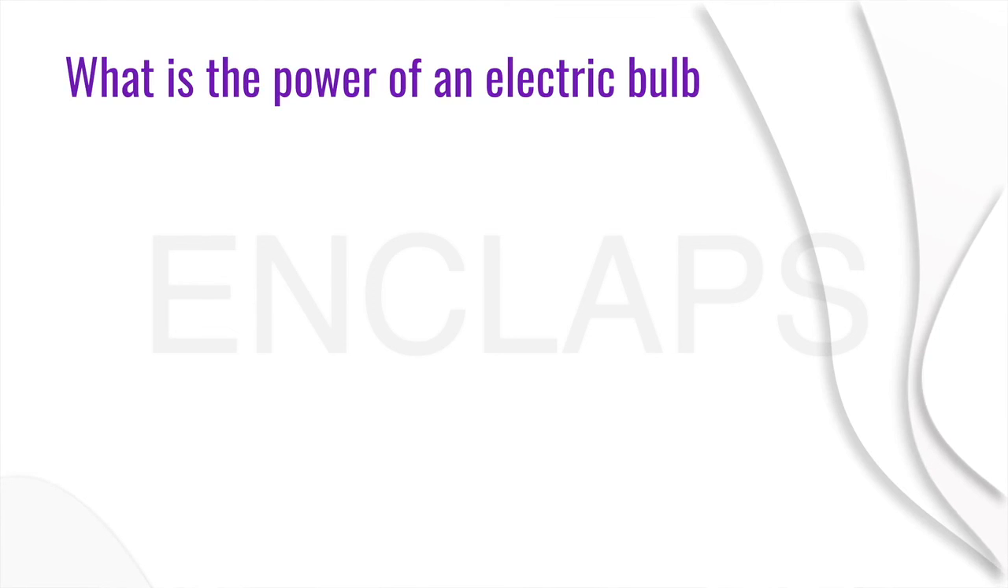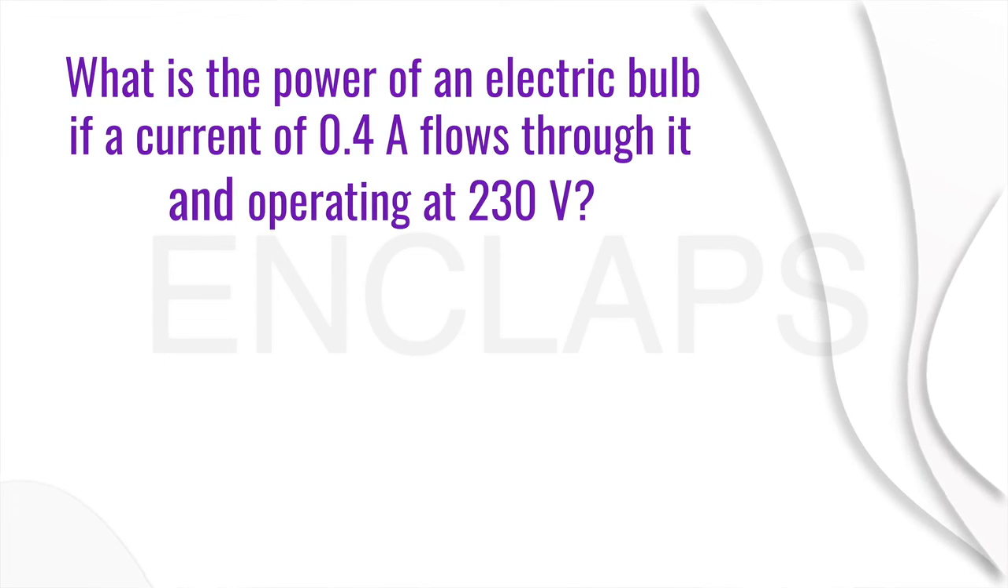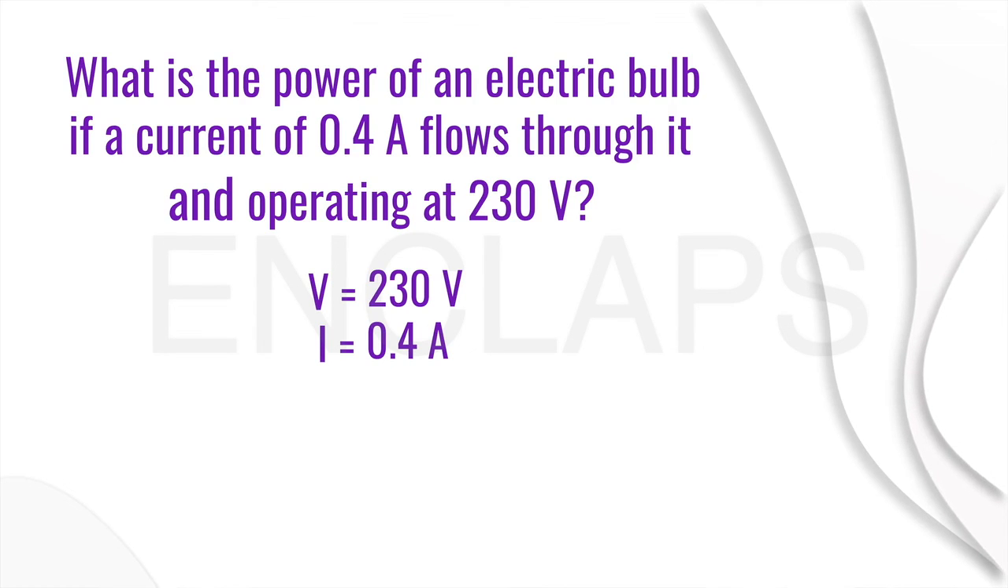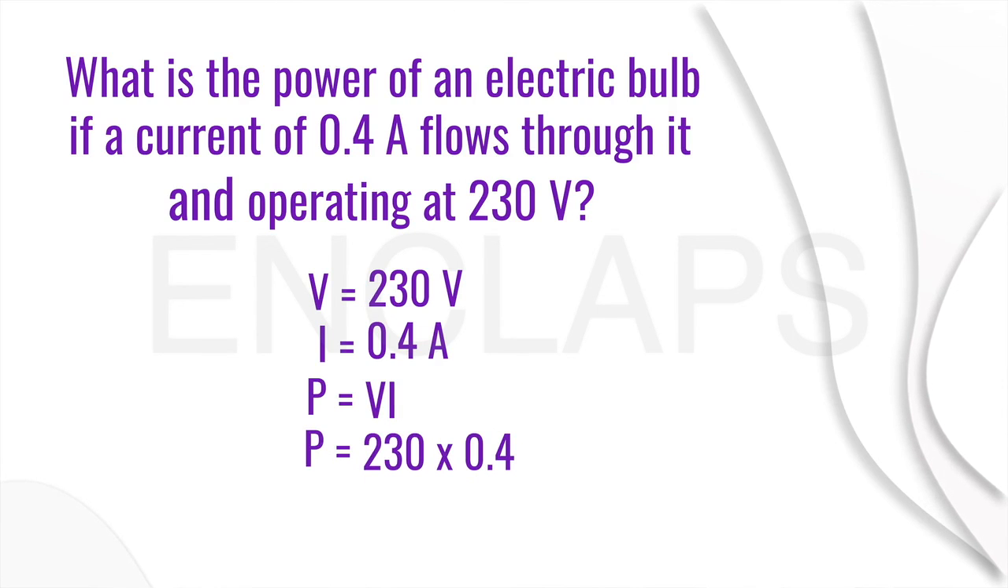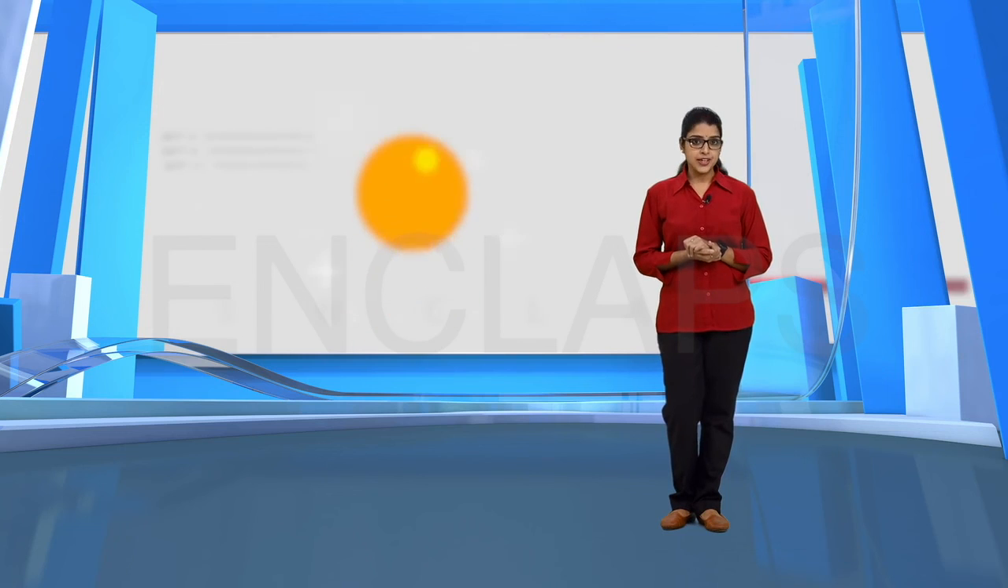What is the power of an electric bulb if a current of 0.4 ampere flows through it and operates at 230 volt? The given data are V is equal to 230 volt, I is equal to 0.4 ampere. We know that the three equations of power, based upon the given equations, we are going to choose P is equal to VI. Power is equal to 230 into 0.4 equals 92 watt. That is, here we use the equation P is equal to IV.